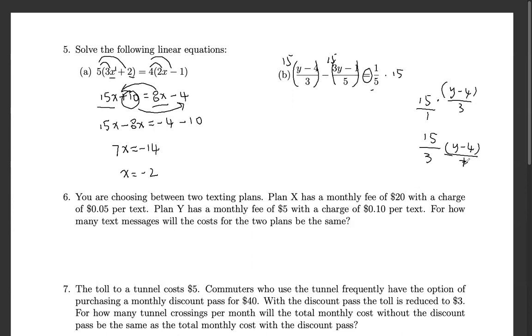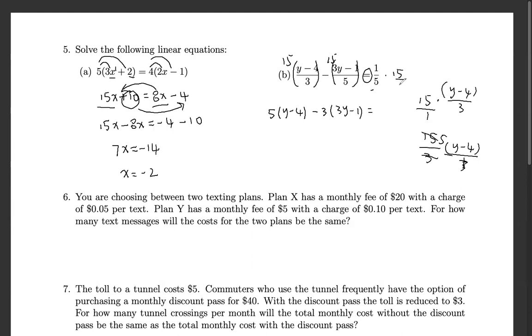Divided by 1, I don't really need this 1, right? I can just think 15 divided by 3 times y minus 4. On 15 divided by 3, I know that's 5. So the first term becomes 5 times y minus 4. Similarly, 15 divided by 5 is 3. So the second term becomes 3 times 3y minus 1.